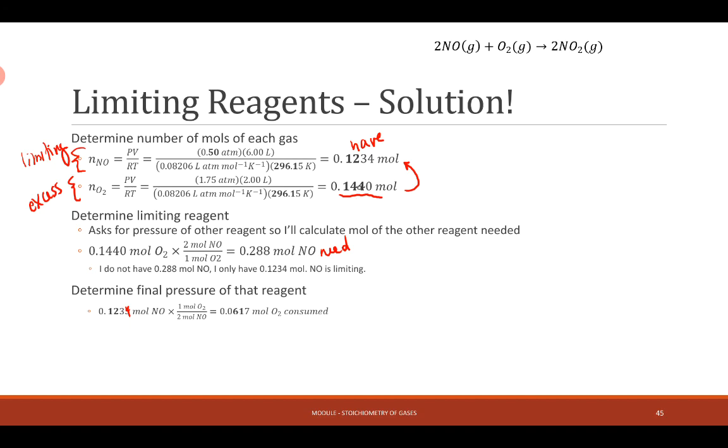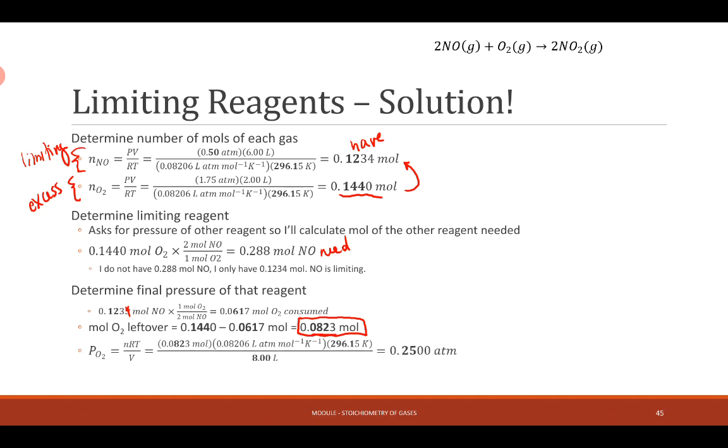I started with this much oxygen gas. I'm using up this much. How much is left? I can do a simple subtraction to figure out how many moles of oxygen gas are left over. And this is how many moles of oxygen gas are left over. Now I can figure out the partial pressure of that oxygen gas in the container by applying the ideal gas law with this molar amount. The two containers are now combined, and so the effective volume of the container is 8 liters. That gives me a partial pressure of oxygen gas of 0.2500 atmospheres.